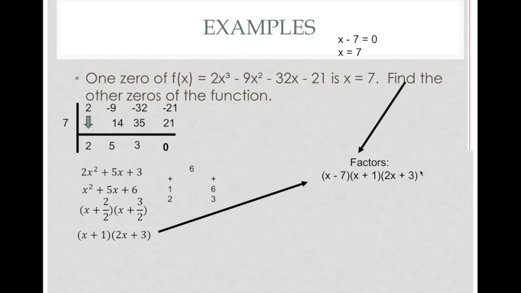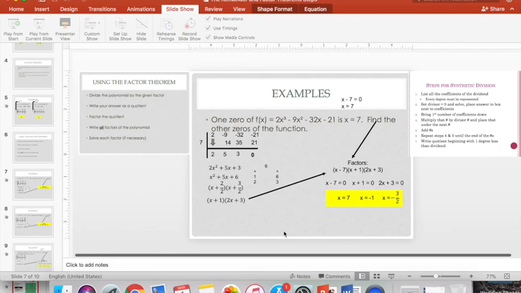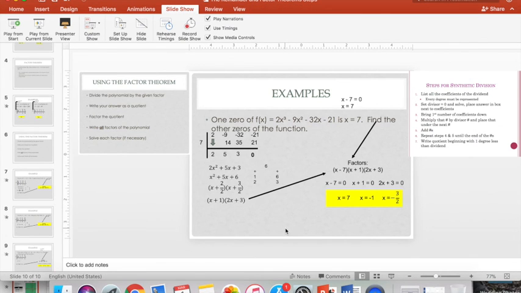But it wasn't asking for my factors. It was asking for my zeros or my solutions or roots. So I need to set each one of these equal to 0 and solve. So my solutions, zeros or roots, are x equals 7 and x equals negative 1 and x equals negative 3 over 2. So that is how you can use these theorems to find your solutions, roots, or zeros.